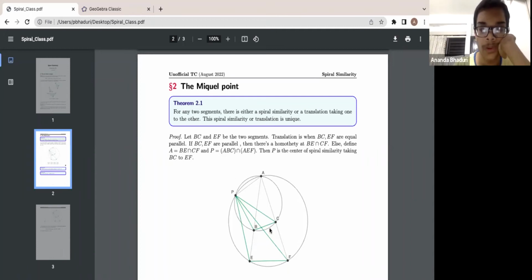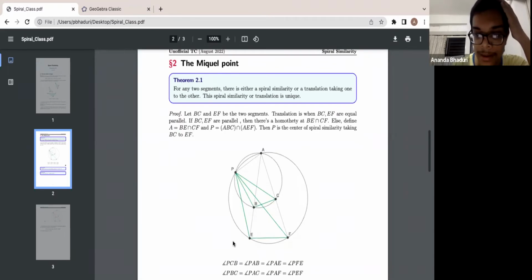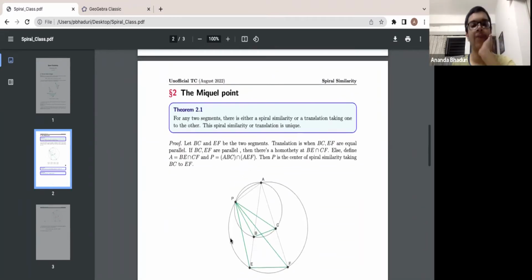Else, we'll define the spiral similarity center like this: we intersect EB and FC, let them intersect at A, and then let P be the intersection of circles ABC and AEF. Do you see why there's a spiral similarity at P taking BC to EF?